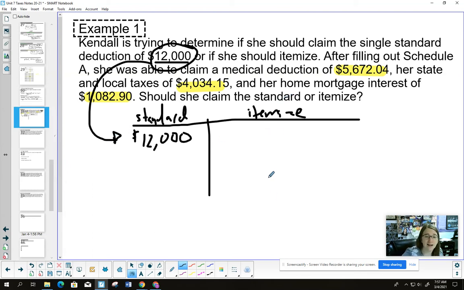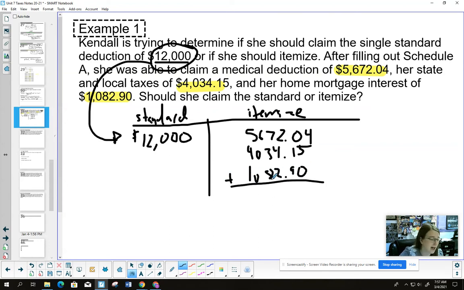Then we have all of the itemized deductions over here that we're going to have to add together. So I'm going to go ahead and list them, but you can start adding them as well. 4,034.15. So once again, what we are going to see is, after we add these up, does it become bigger than the standard? If so, then yes, we'll itemize because that's more money the government is pretending she didn't make. But if it's not bigger than the standard, then she would actually owe more in taxes if she tried to itemize her deductions. So let's add these numbers.